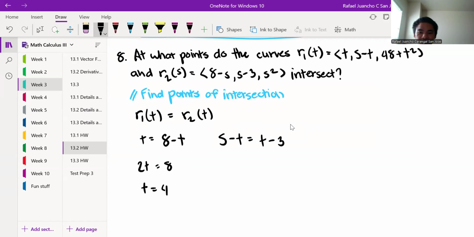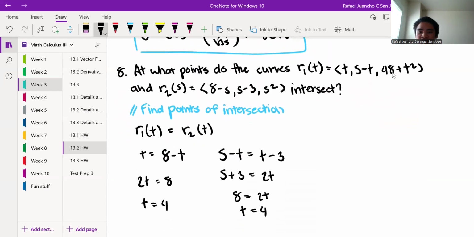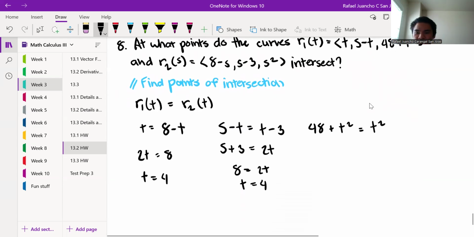But another way we can do it is we can say 5 plus 3 is 2t. So this is 8 equals 2t, and again, this is 4. So it works for that. And then we can try the last one. Here I'm trying to consider points because there might be more than one t. So this should work, t equals 4. And then this is, I believe, t squared, and then maybe computing it algebraically.